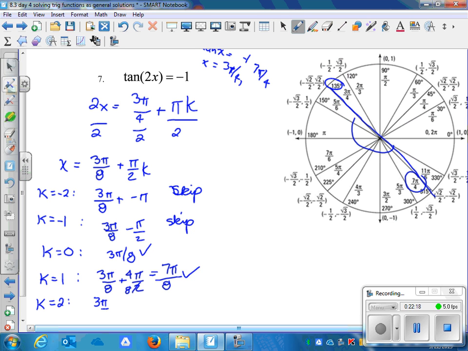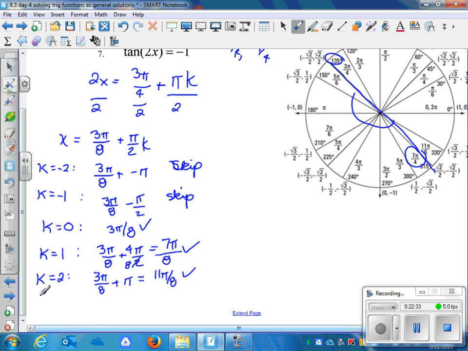we'll have 3 pi over 8 plus pi over 2 times 2 is going to give me pi. That's going to be 11 pi over 8. That one works as well. So now we're going to go to k equals 3, because it looks like it's a possibility that we'll keep finding other solutions. So we'll have 3 pi over 8 plus pi over 2 times k is 3 pi over 2. Common denominator, this will be 12. So now we have 15 pi over 8. That also works. So we're very close here to the end.